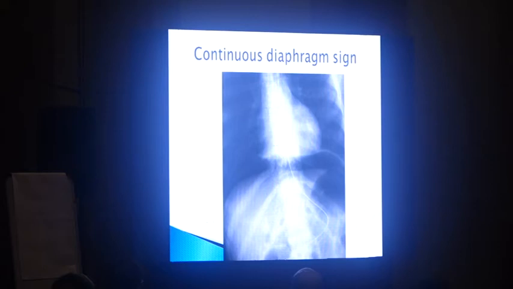When there is an excess amount of free air inside the abdomen, we can see the continuous diaphragm sign. We can see free air below the right dome of the diaphragm, as well as below the left dome of the diaphragm, as well as below the central tendon of the diaphragm. So this is called the continuous diaphragm sign.